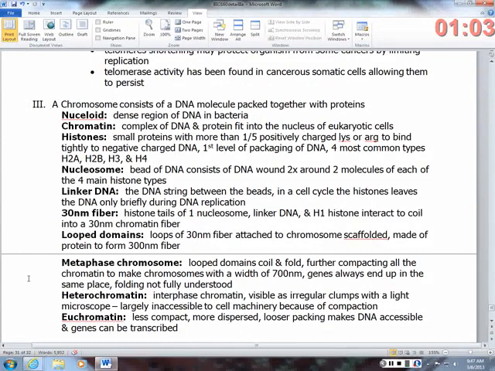So when we look at the chromosome, this is going to be your DNA that's packed together with the proteins. In a eukaryotic cell, it's going to be in the nucleus. In your bacteria, it's going to be in the nucleoid region.